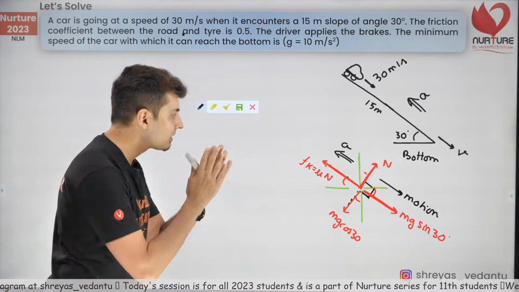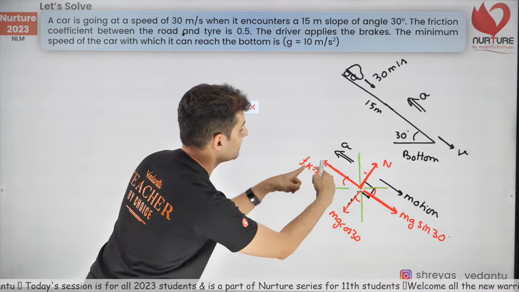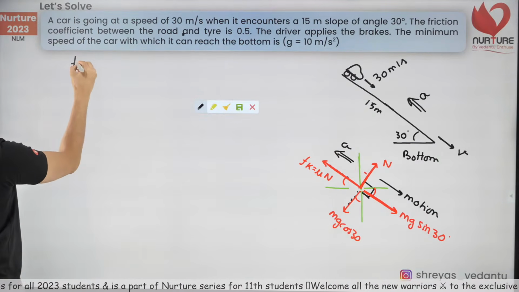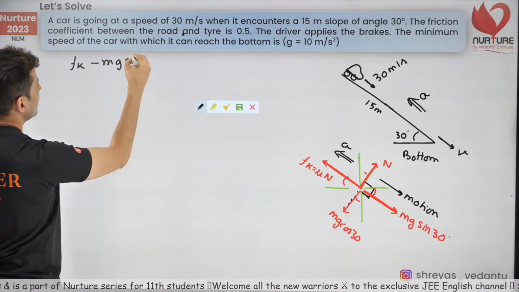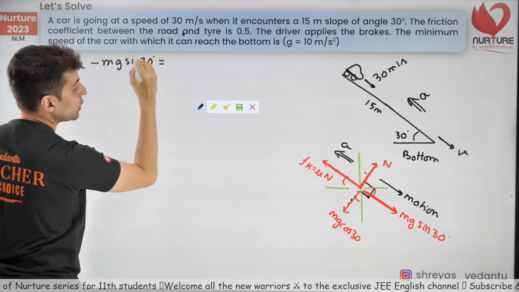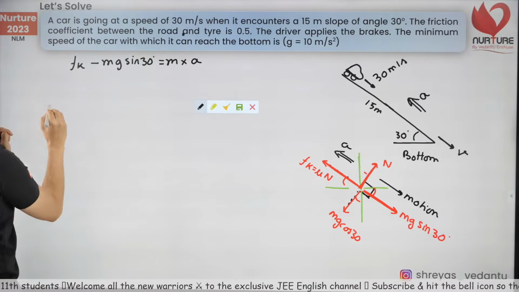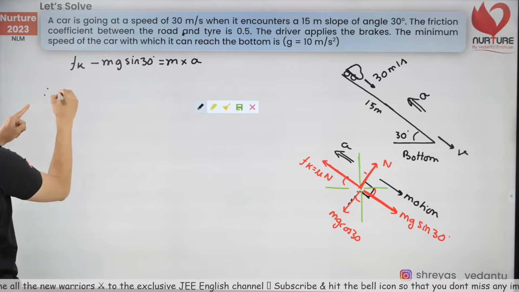Now what do you do next? Just write the equation, that's it. So this force is bigger than this force because it is accelerating here. So Fk minus mg sin 30 is equal to m into a. What is Fk? Fk is mu. Mu is given here, yes, 0.5.